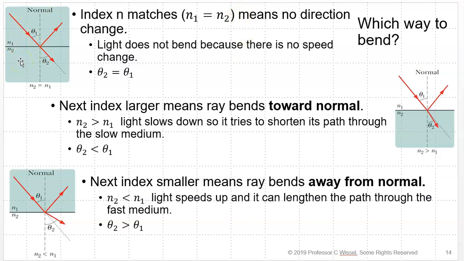They have the same index of refraction. And when that happens, light gets no advantage just bending toward or away from the normal. It's not going to make any difference. It doesn't bend at all. And theta 2 equals theta 1. Kind of a trivial case, but I always cover it anyway because you never know.